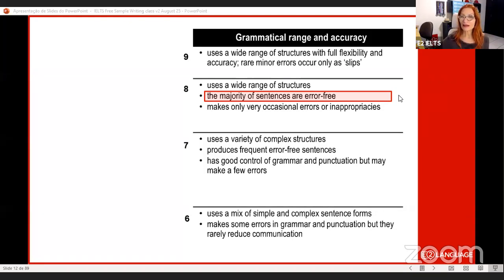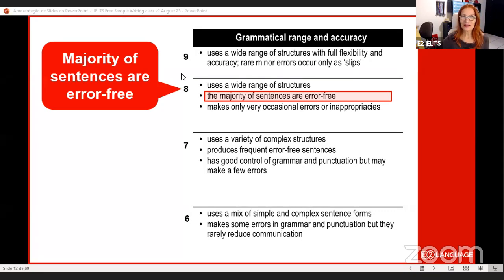Majority, we're talking like around 80%. If we analyze the word majority as a dictionary word, that's what it means, okay? So like I said, we don't have a precise number, but we can think of a percentage when we talk about the majority.